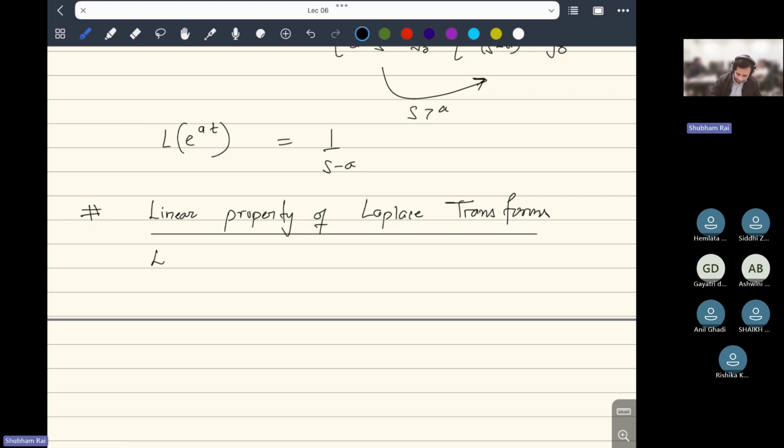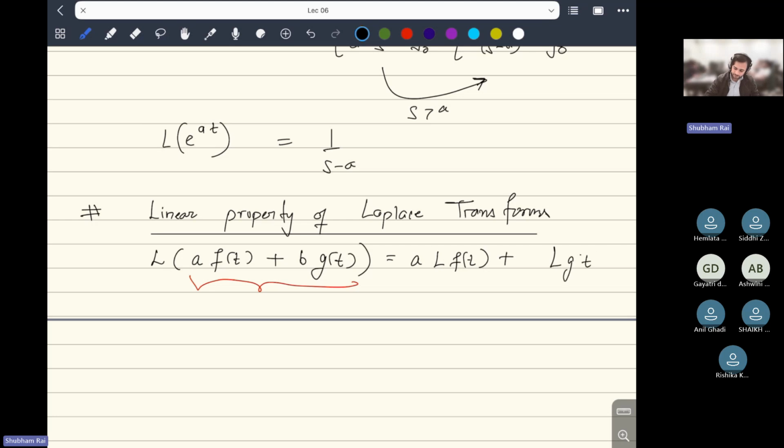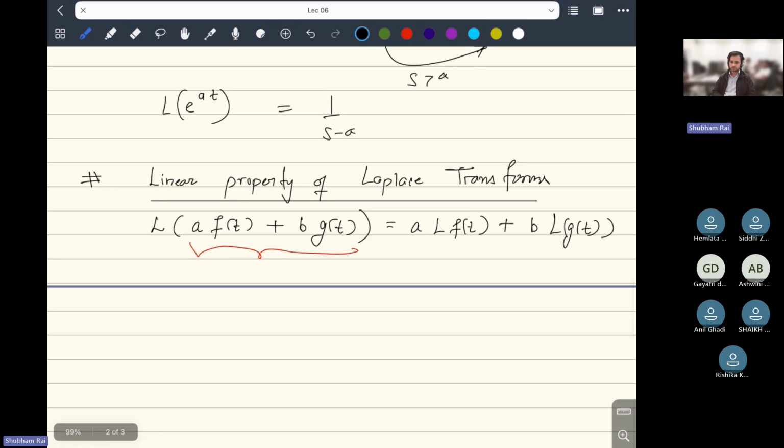So let's say you want to find the Laplace transform of a function f of t which is multiplied by a constant a, plus a function g of t which is multiplied by a constant b. So this is the total function. Linearity means firstly you can find the Laplace transform of f of t and multiply it by a, plus you can find the Laplace transform of g of t and multiply it with b. So these two will be the same. So this is the linearity property of Laplace transforms.